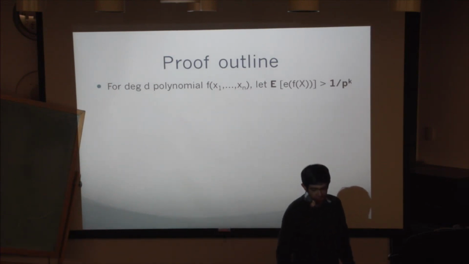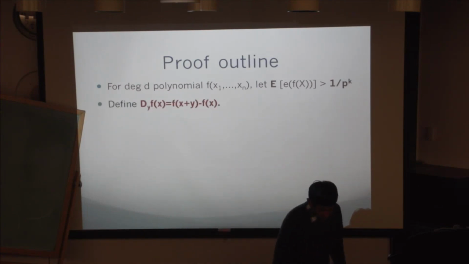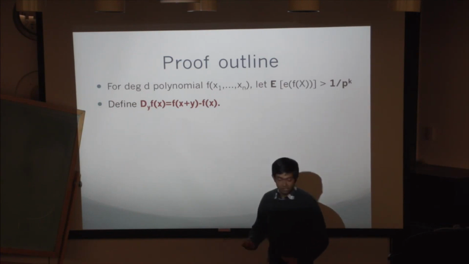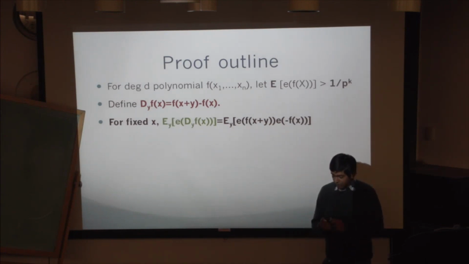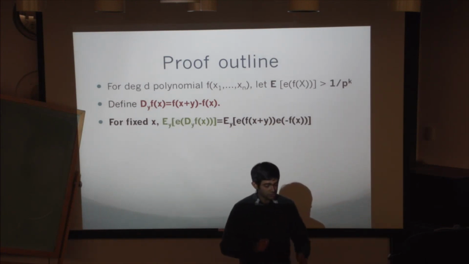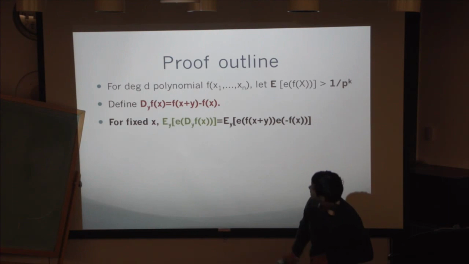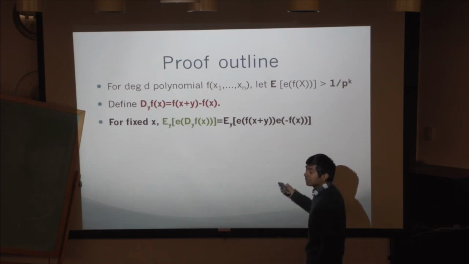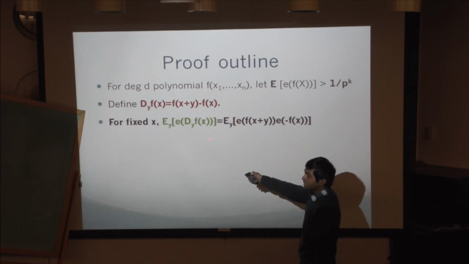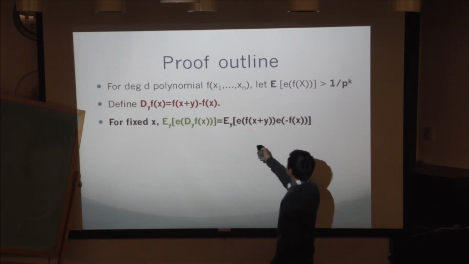Okay, so you start with a low degree polynomial that is biased, like 1 by p to the k. All right. So you define the derivative in direction y. So it's f of x plus y minus f of x. Okay. So for fixed x, I'm going to look at the expected value of this random derivative in direction y. Yeah, so I just expanded out d_y of f(x) as f of x plus y minus f of x, right. Now x is fixed here, so I can pull it out of the expectation, and what I am left with is just the expected value of f, right, because x is fixed and y is random.